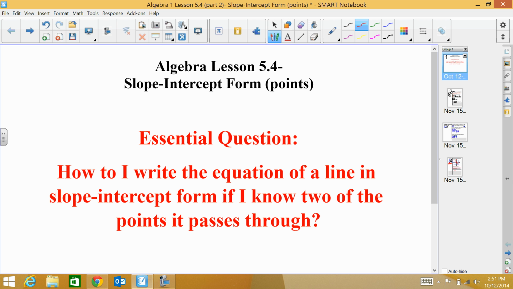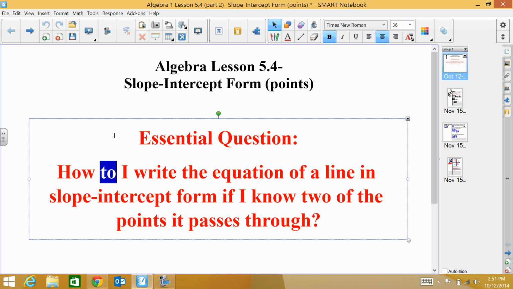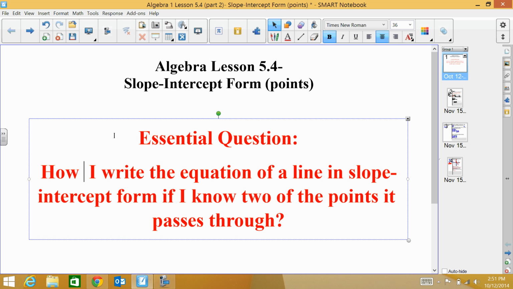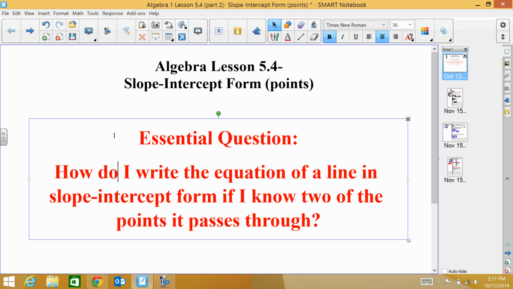Remember to go back and answer the essential question for your summary. In case you forgot to do that, the question is, how do I write the equation of a line in slope-intercept form if I know 2 of the points it passes through? And I see a typo here, so let's fix that. This should say, how do I write? There we go. How do I write the equation of a line in slope-intercept form if I know two of the points it passes through?